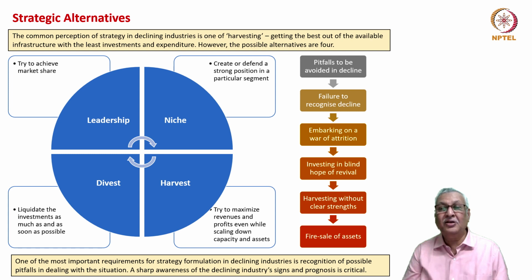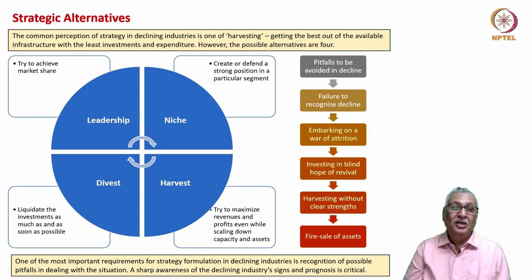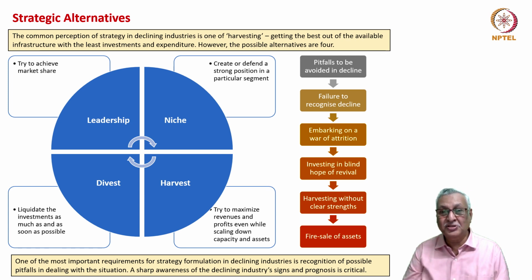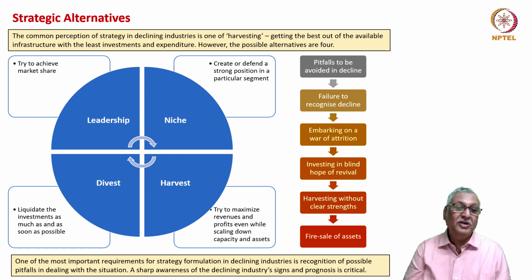Second, niche. Create or defend a strong position in a particular segment. You don't need to be present in every segment of the declining industry. You can just be in 2 or 3 segments and become a strong leader. Harvest is pretty much an open book alternative. Try to maximize revenues and profits even while scaling down capacity and assets. Liquidate the investments as much as possible and as soon as possible is the final divestment strategy.